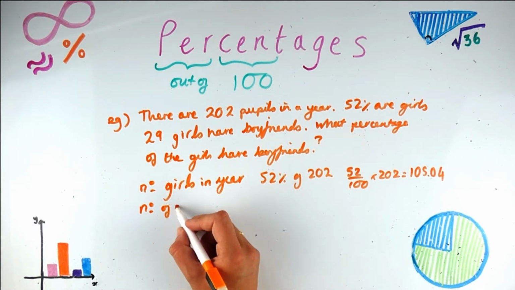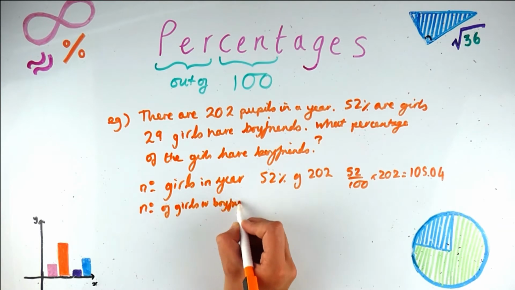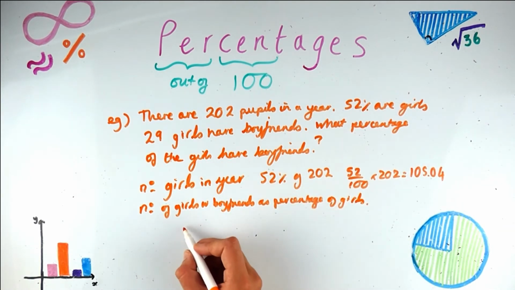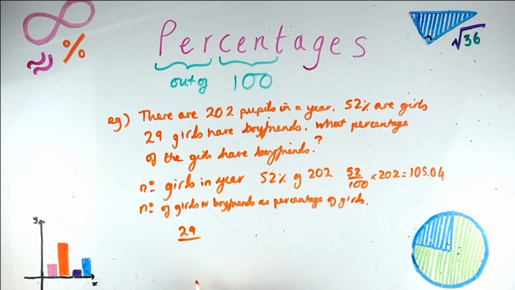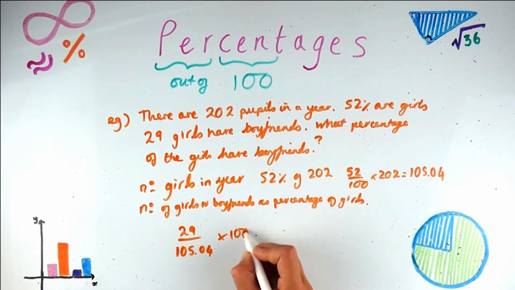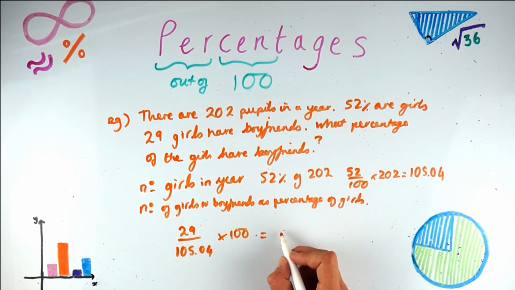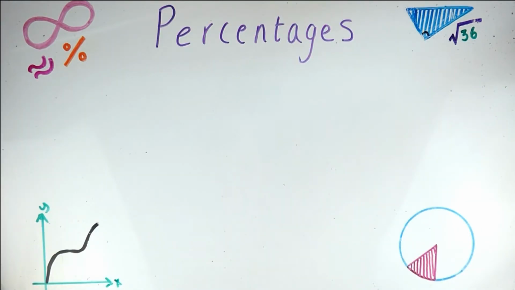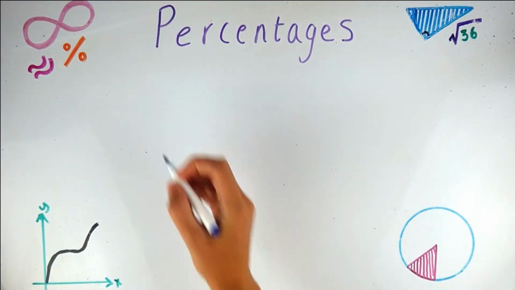Okay, and so then we want to write out the number of girls with boyfriends. So x is the number of girls with boyfriends, that's 29. As a percentage of girls, the number of girls is 105.04, times by 100 equals 27.6%.